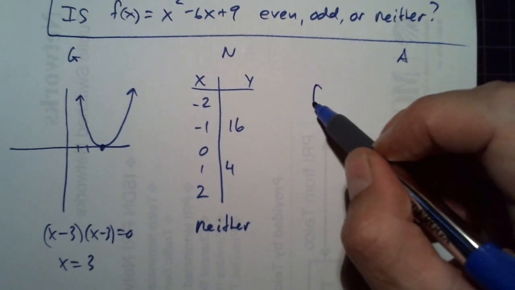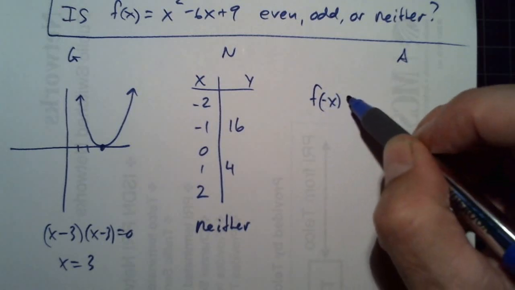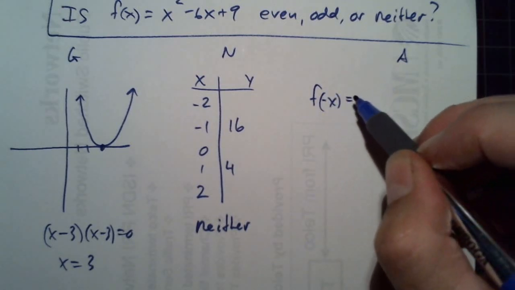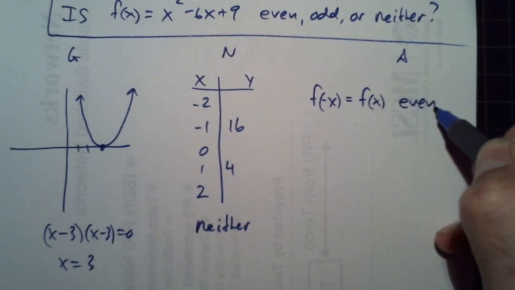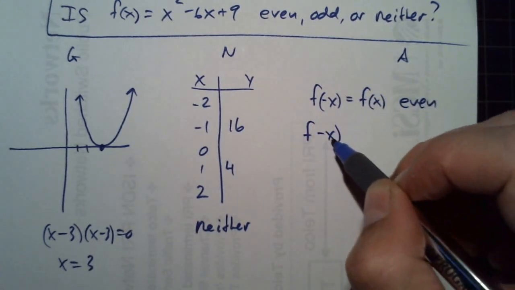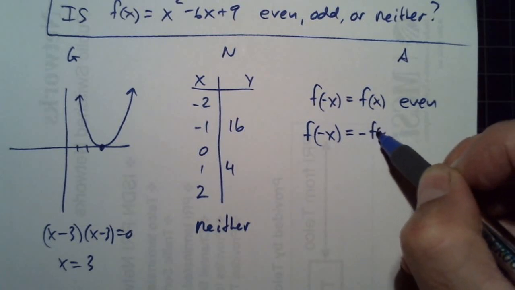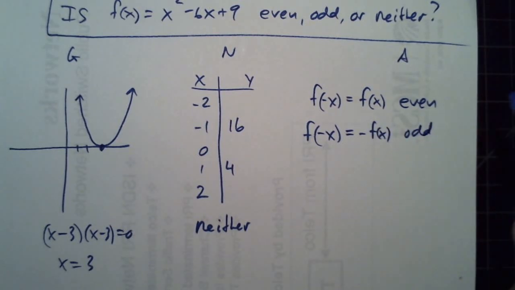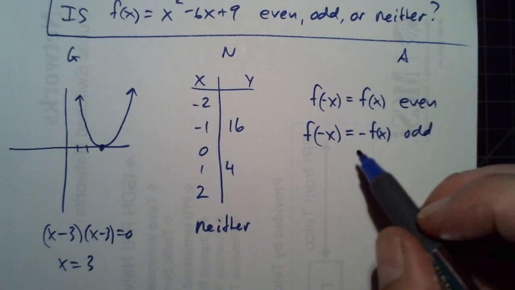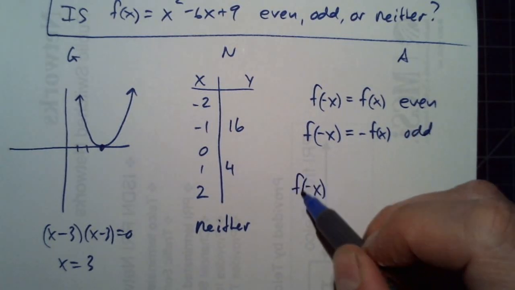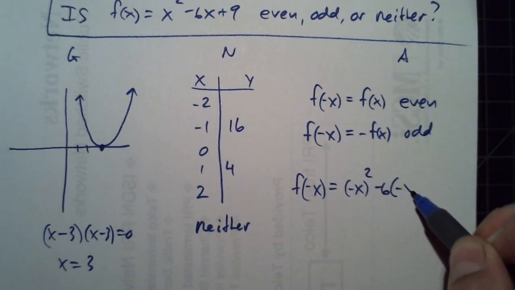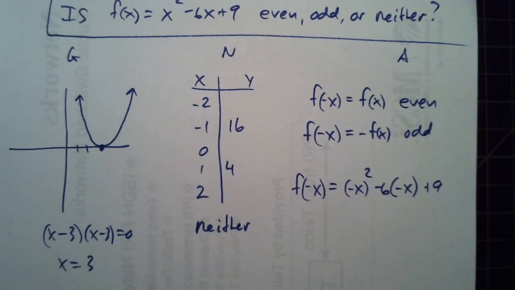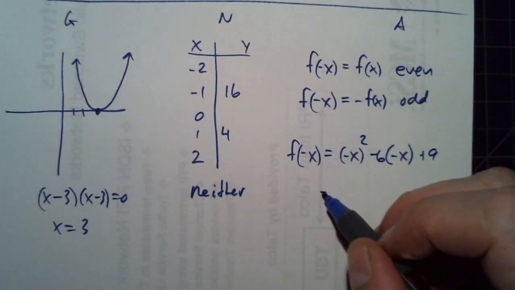If we have f of -x, if we put in a -x and we get the same thing, that will mean it's even. If we put in a -x and we get the negative of the original, that will mean it's odd. And if we don't get either of these, then it's neither. So let's start with f of -x, and then we're going to have (-x) squared minus 6(-x) plus 9.